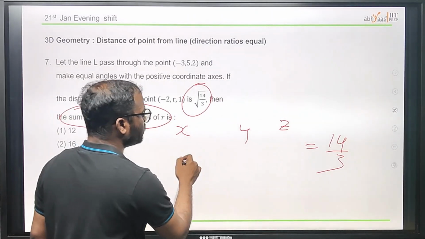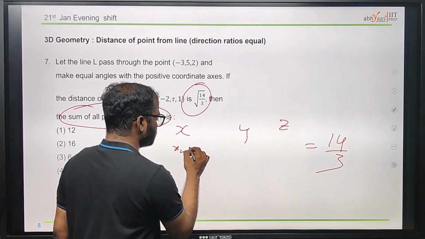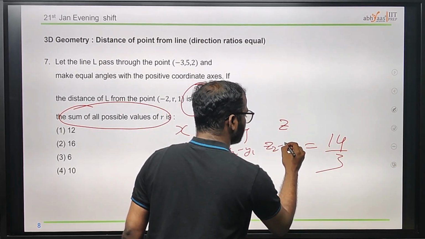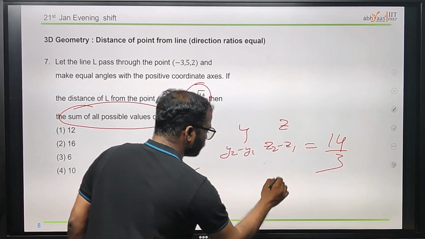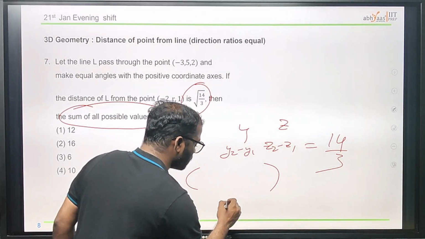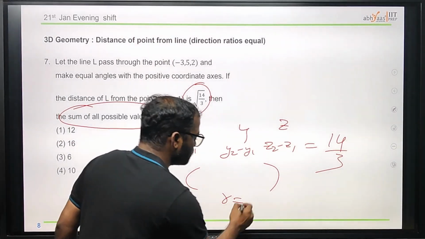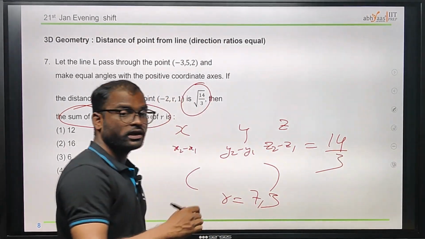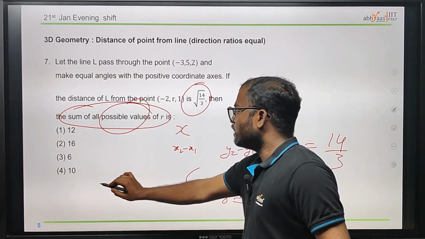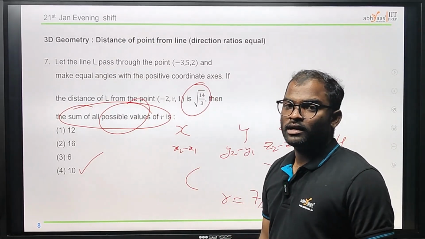After doing x2 minus x1, y2 minus y1 and z2 minus z1, we will get a quadratic equation of this. We do some simplifications, and we will get r values as 7 and 3. The sum of the possible values will be 10. Okay, the answer will be 10.